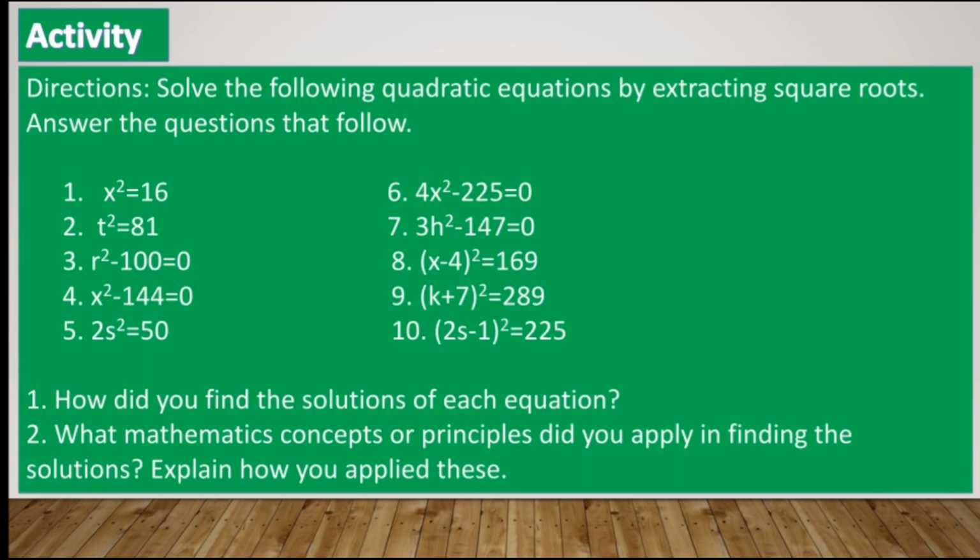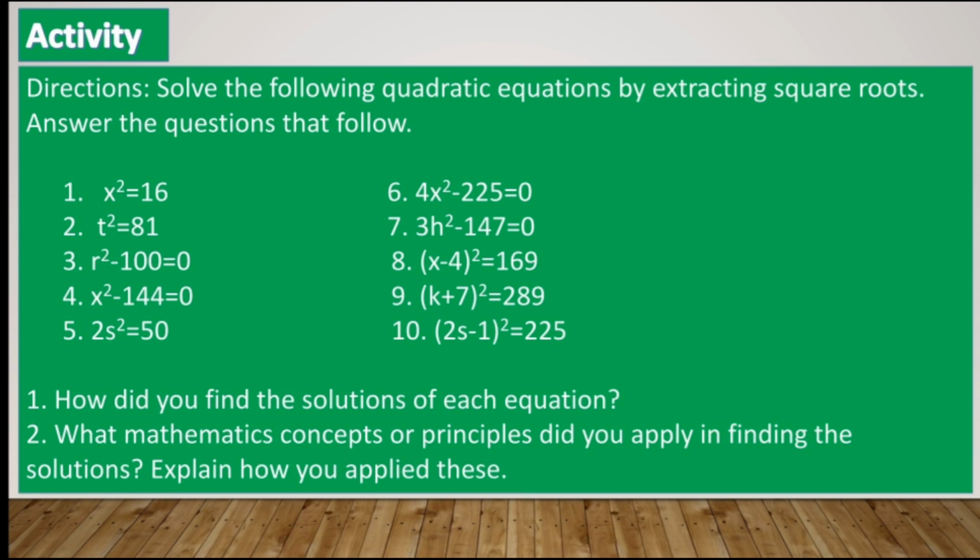Activity. Here are the directions. Solve the following quadratic equations by extracting square roots. Answer the questions that follow. 1. X squared is equal to 16. 2. T squared is equal to 81. 3. R squared minus 100 is equal to 0. 4. X squared minus 144 is equal to 0. 5. 2s squared is equal to 50. 6. 4x squared minus 225 is equal to 0. 7. 3h squared minus 147 is equal to 0.